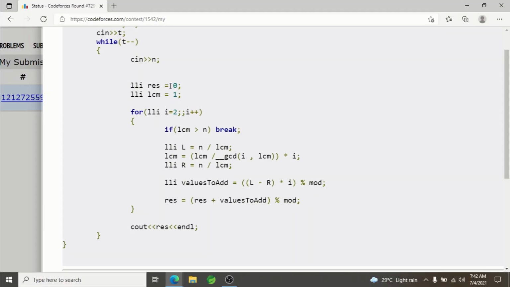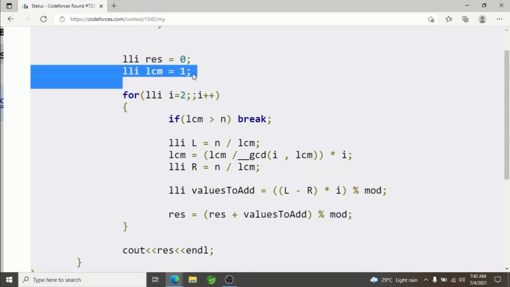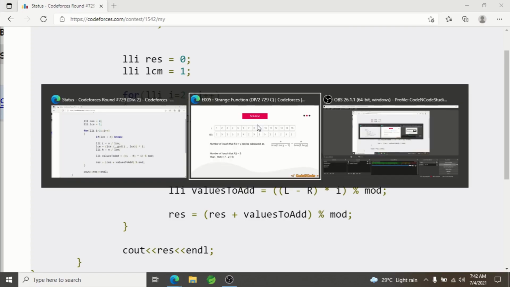Result is, let me increase the font size. Result is initialized with 0, LCM is initialized with 1. We are starting from 2, right? If LCM is greater than n, simply break. This LCM actually represents the previous LCM, LCM till i minus 1. If LCM till i minus 1 is greater than n, the answer will not increase.